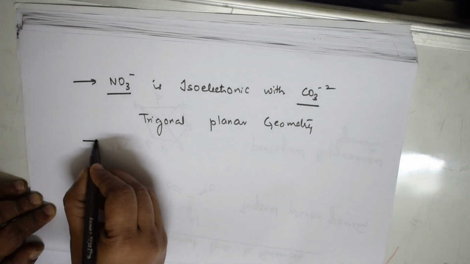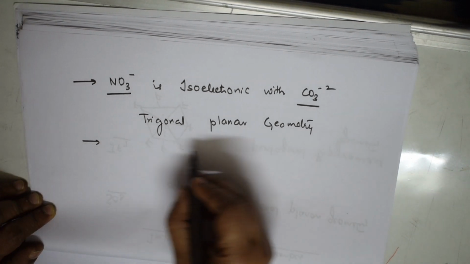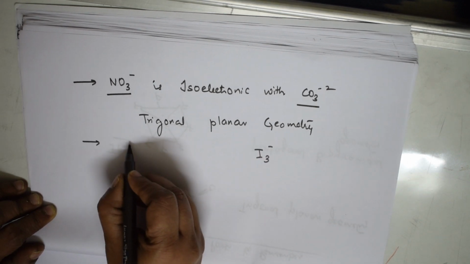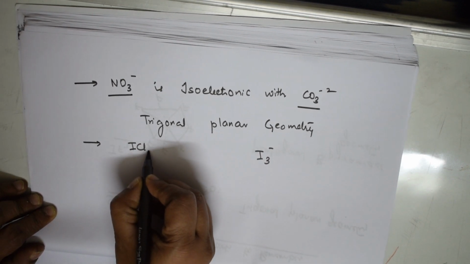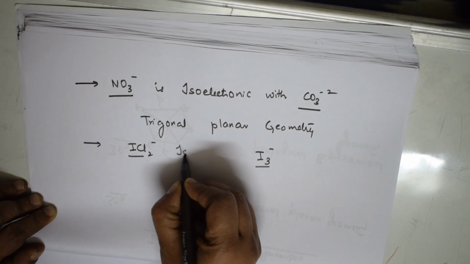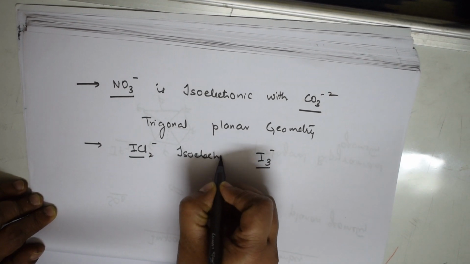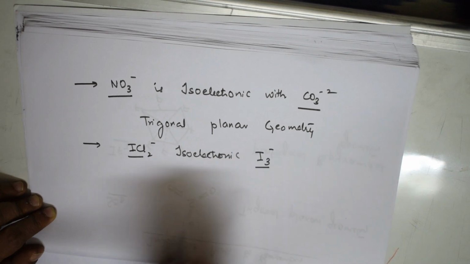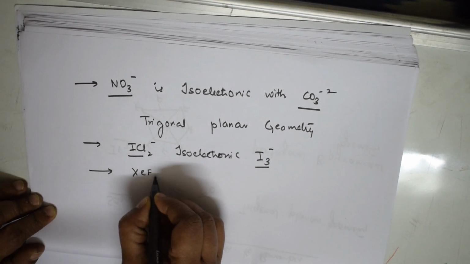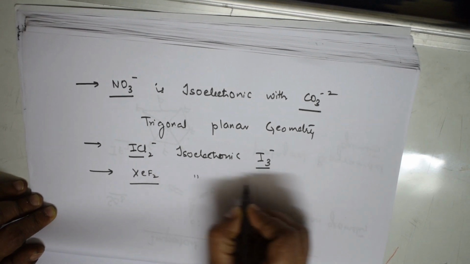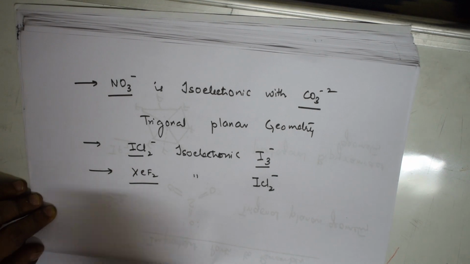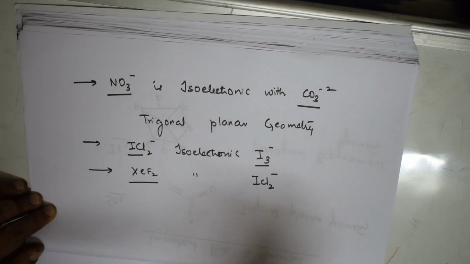Next, they will ask you one more question. What is the species which is isoelectronic with I3 minus? That is nothing but the interhalogen compound ICl2 minus. So this and this are isoelectronic in nature. So you can have it as a question. Remember that. Next, one more is the species which is isoelectronic with XeF2. The species is ICl2 minus. This is one more.